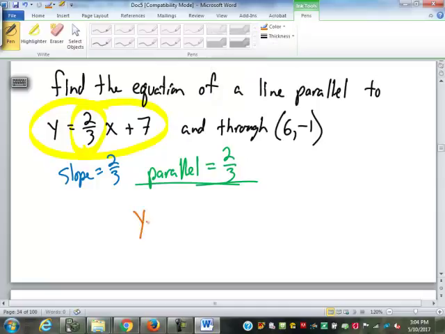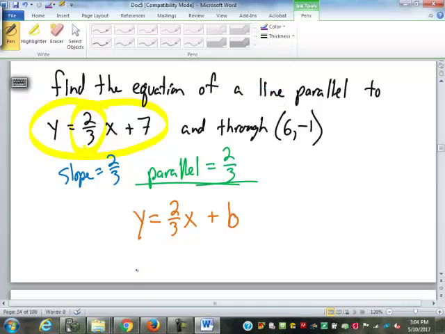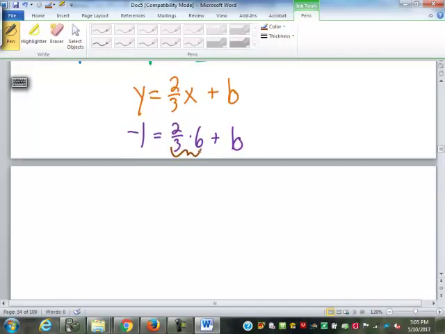So now we start out y equals 2/3 x plus b. Wonderful. So then what do we do? -1 goes in for y, and 6 goes in for x. Great. -1 equals 2/3 times the 6. Good. Then what? 2/3 times 6 is 4.